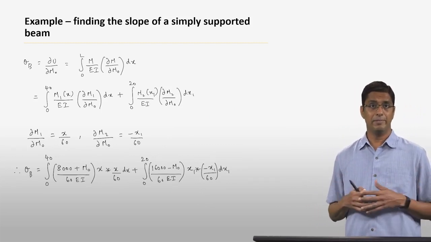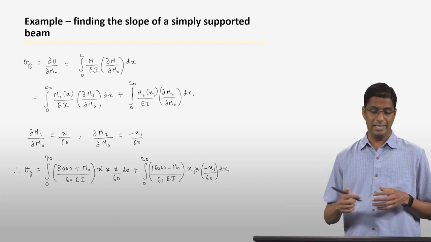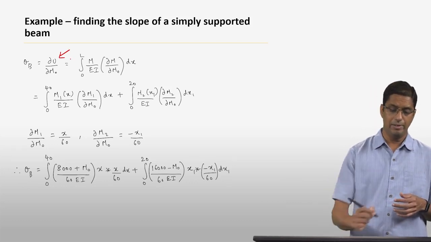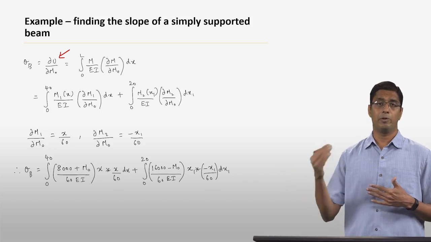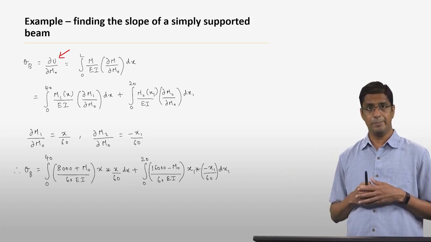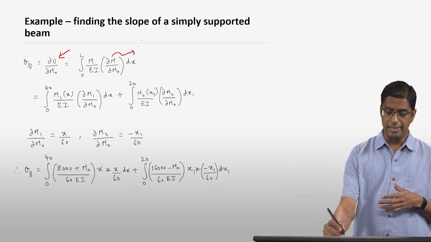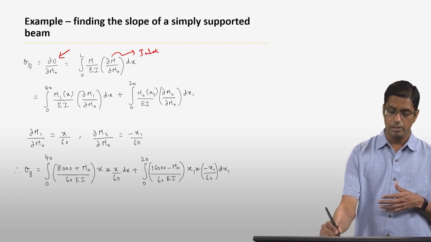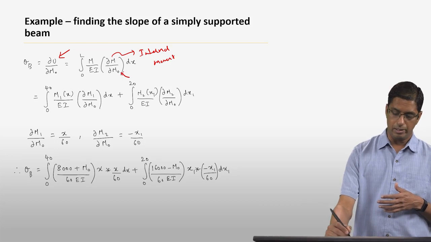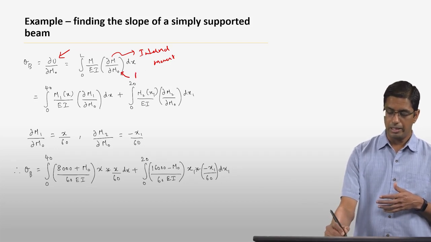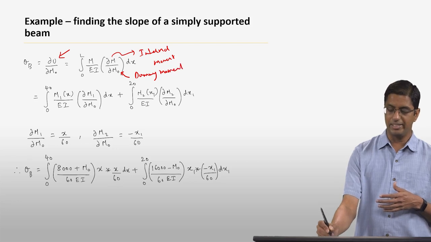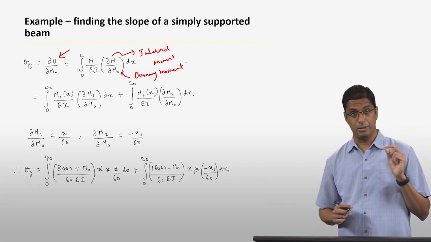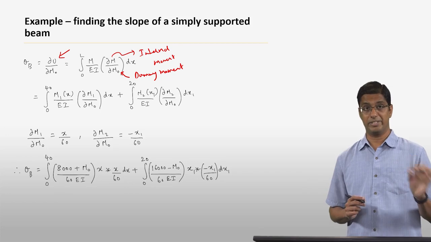So theta b, which is the rotation at point B, is still going to be del u by del m naught, which is the integral from 0 to L of m over EI times del m by del m naught times dx. Of course, this m is the internal moment function, and this m naught is the dummy moment. Again, I want to emphasize that you take the derivative with respect to the dummy moment, not with respect to x.